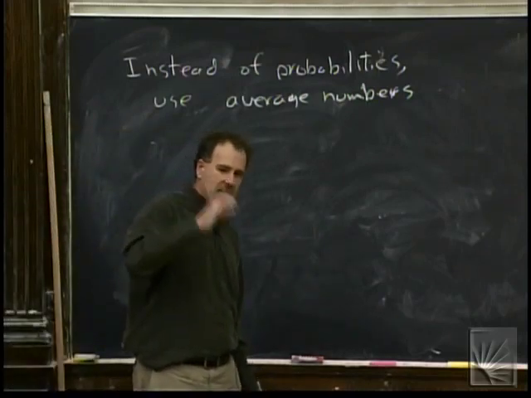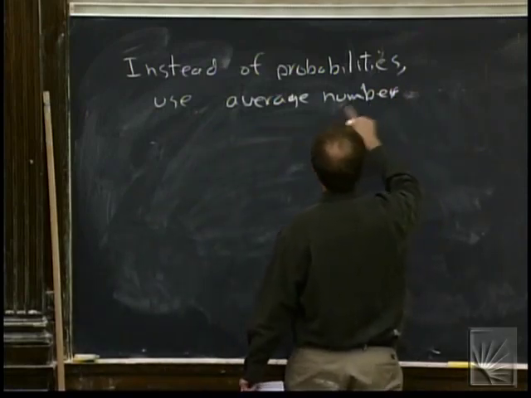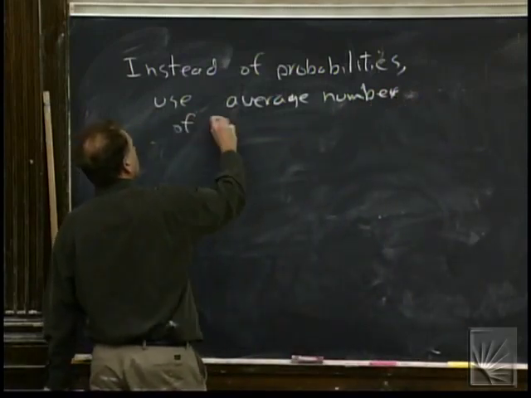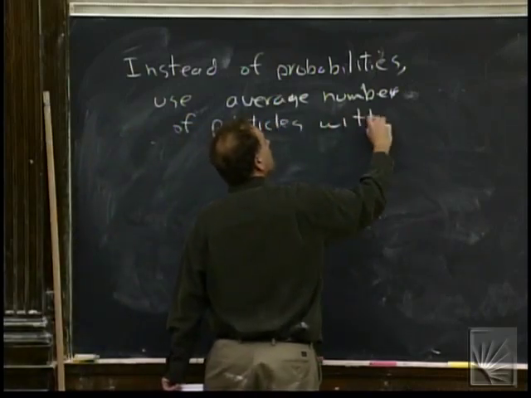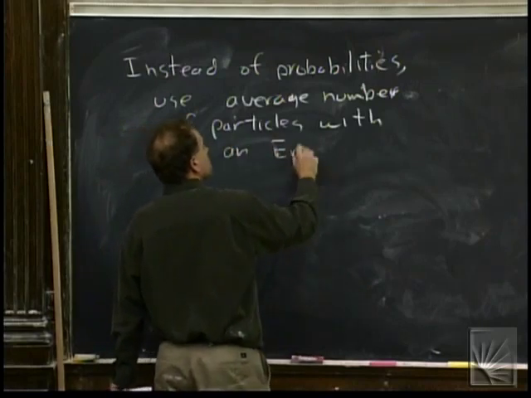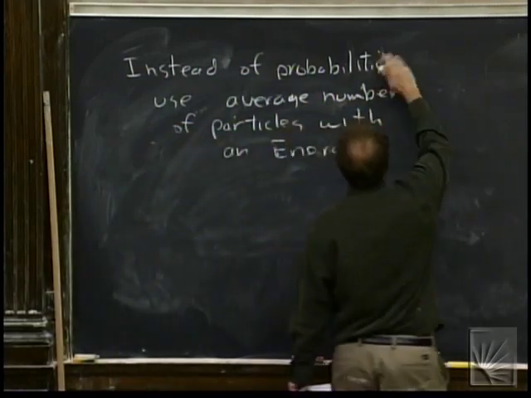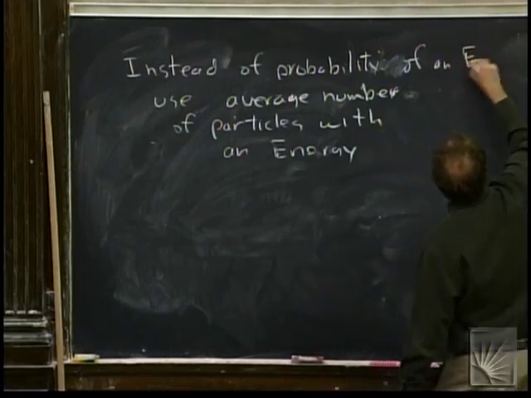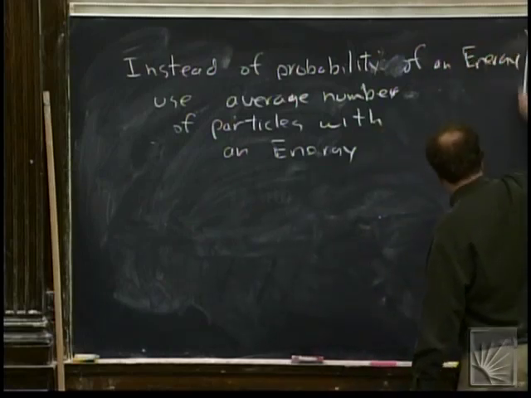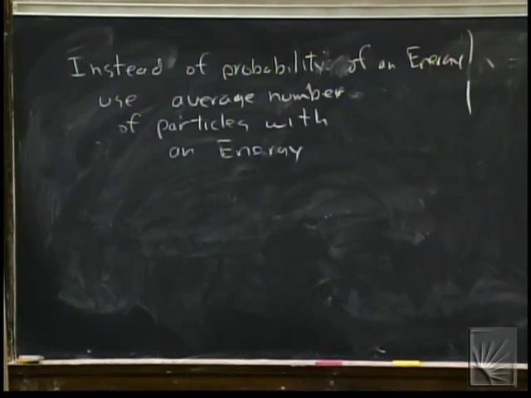I'm going to ask how many particles have an energy. This is a bad sentence. You use average number of particles with an energy. That's what I wanted to say. So instead of the probability of an energy, let's look at an average number of particles with an energy. Okay?